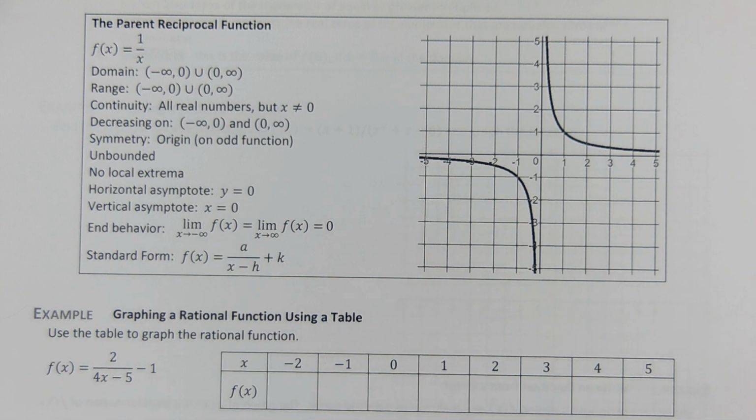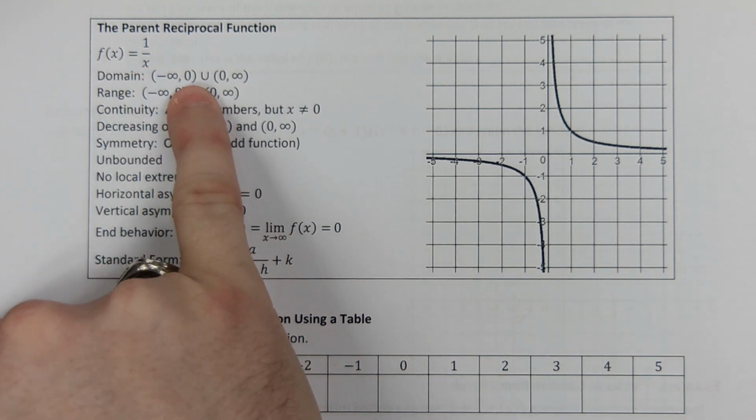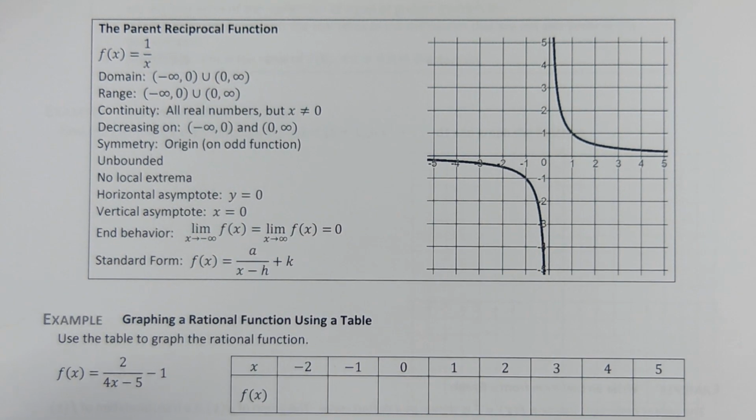It has a domain of everything except for what would have made you divide by 0. So you can't use x equals 0. This thing's domain then is negative infinity to 0, and then from 0 to infinity, which you could see in the image.